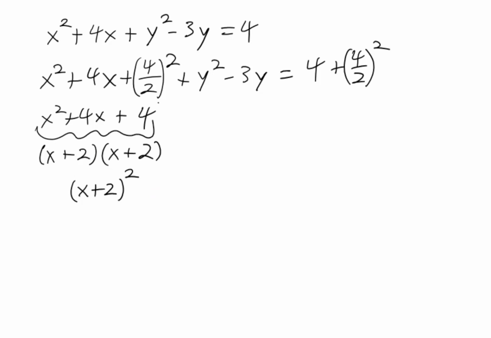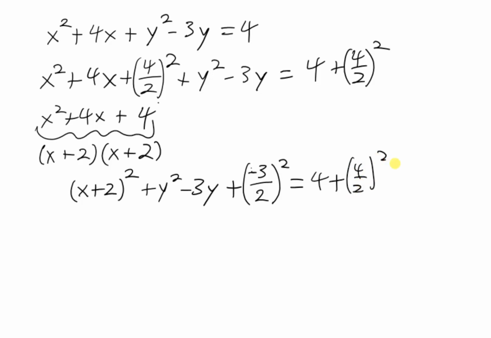How about we follow the same pattern for the y's here? So let's go ahead. We have plus y squared minus 3y, and then we want to add to both sides (negative 3 over 2) squared. Okay, so that needs to equal 4 plus (4 over 2) squared, and then we need to add that (negative 3 over 2) squared. Now again, we'll go ahead and we'll bracket the y's, and we will try to factor them.